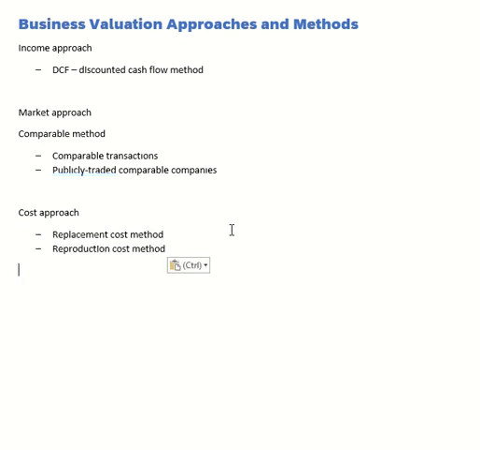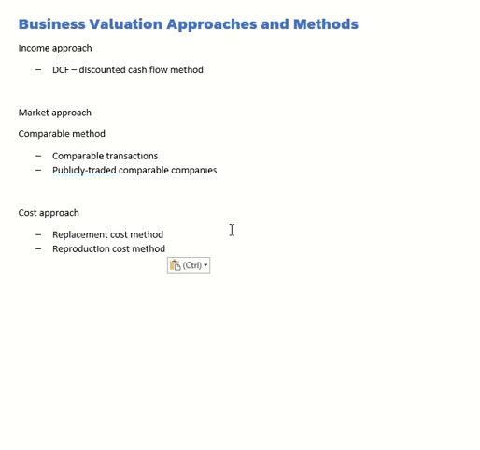So based on that concept, we have two methods commonly used by valuation practitioners under the cost approach: the replacement cost method and the reproduction cost method. The replacement cost method is basically looking at how much we need to pay to get a similar asset with equal utility from the market. Basically, how much we need to spend to replace the asset.